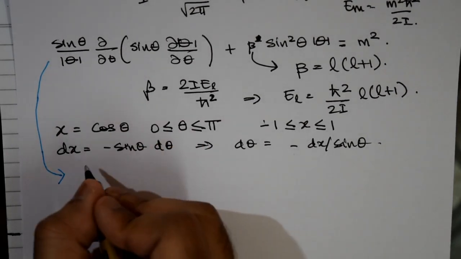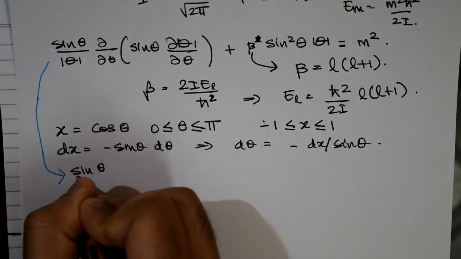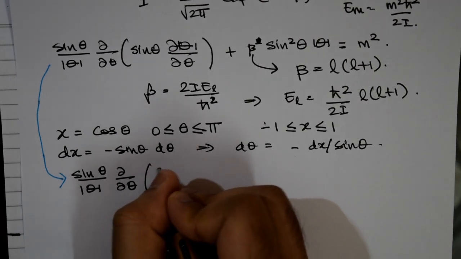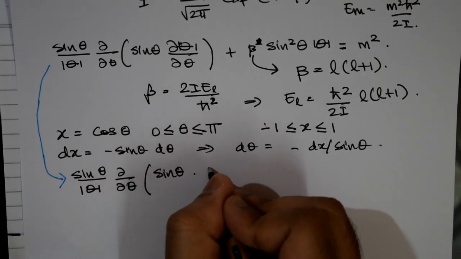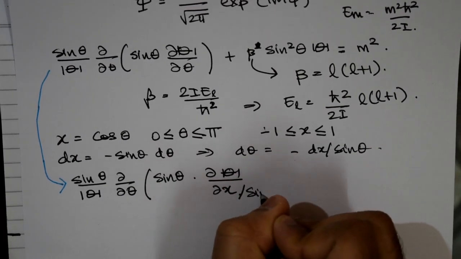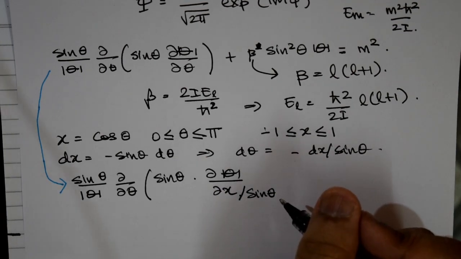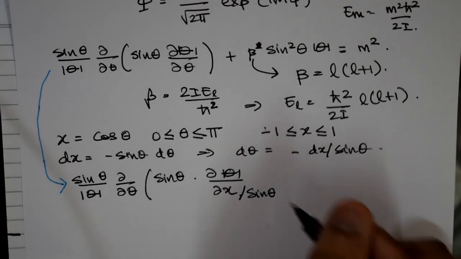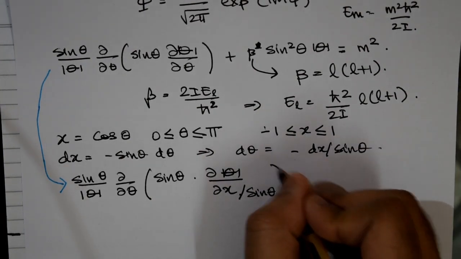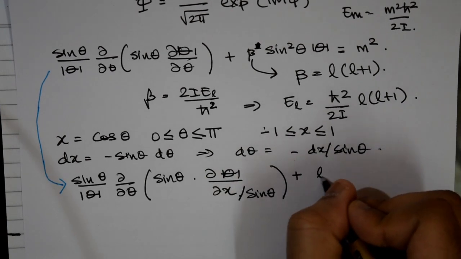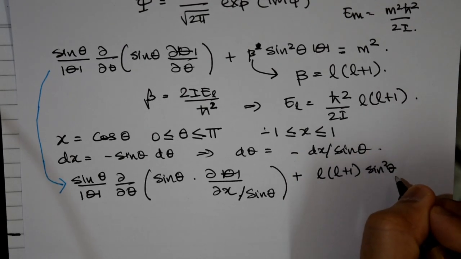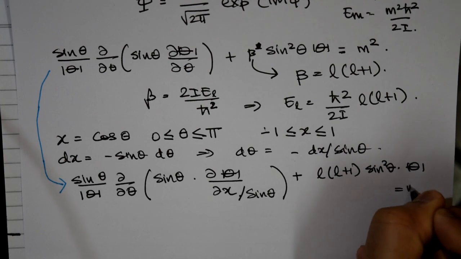So let's keep it at sine theta right now, divided by capital theta, dou by dou theta, sine theta, dou capital theta by dou x, divided by sine theta, because that ends up coming here. Of course, sine theta is 1 minus x square the whole square root. Let's not write it right now. We will simplify it and then write it later. Plus L into L plus 1 sine square theta times capital theta is equal to m square.